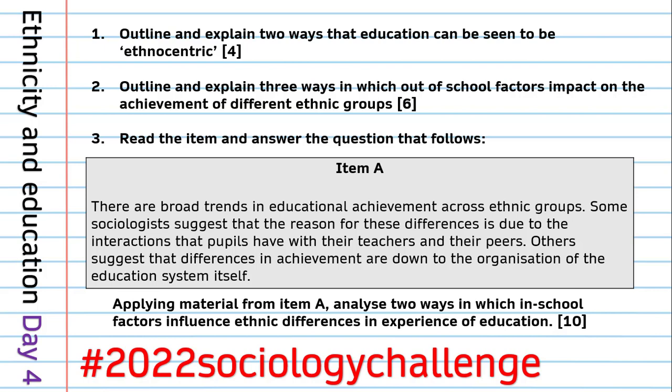In the item here, I've put, there are broad trends in educational achievement across ethnic groups. Some sociologists suggest that the reason for these differences is due to the interactions that pupils have with their teachers and their peers. So we may look at teachers, we may look at peer groups. Others suggest that differences in achievement are down to the organisation of the education system itself, which kind of hints at things like institutional racism, ethnocentrism within the curriculum. That is day 3. This is day 4's questions.